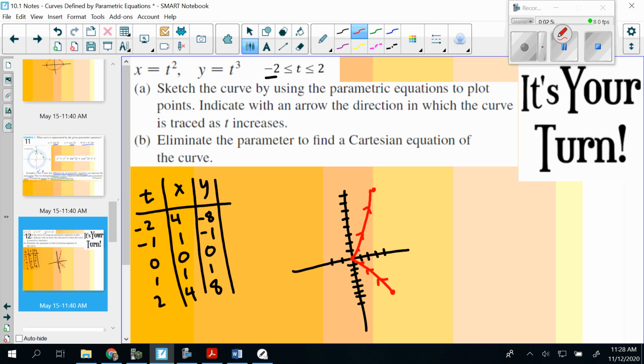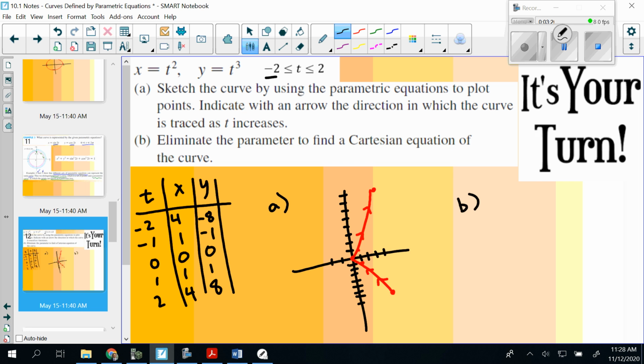So that was for part A here. Now for part B, they say eliminate the parameter to find the Cartesian equation. So that's where we want to do substitution now for B. So we want to take one of those two x and y equations and solve it for t. It doesn't really matter which one you do. Let's just solve it for x there.